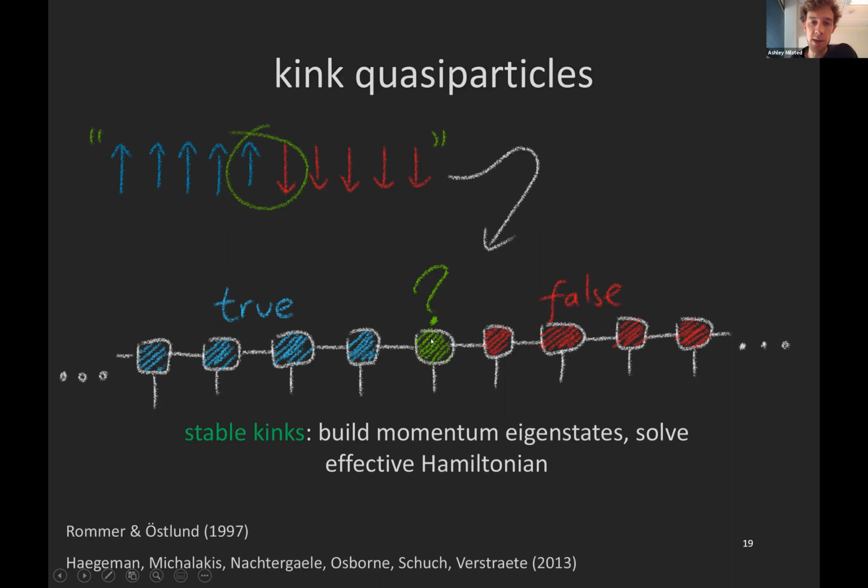How do we find this tensor, this green tensor here? Well, we solve for the momentum eigenstates of the Hamiltonian in this topologically non-trivial sector. So we build momentum eigenstates by just summing up these localized contributions, and we solve the effective Hamiltonian. This is a technique that's been used for some time, and it can treat also topologically trivial excitations, I should point out.